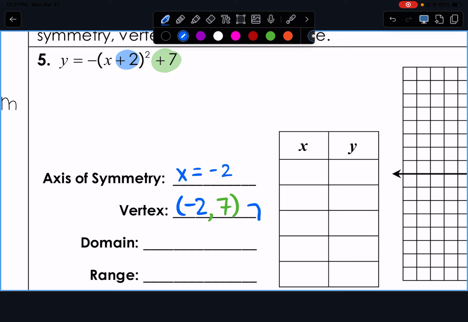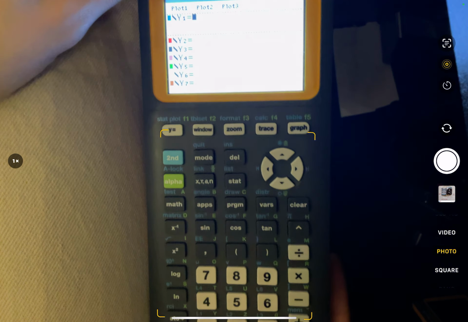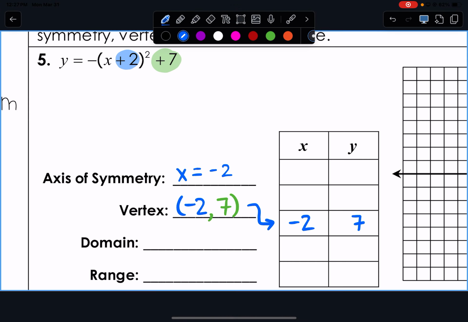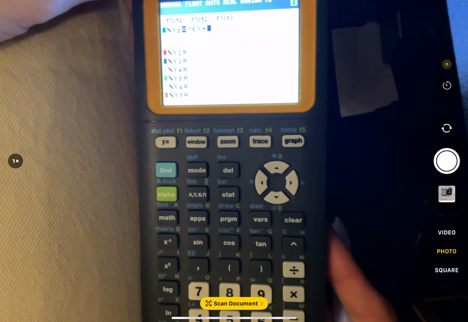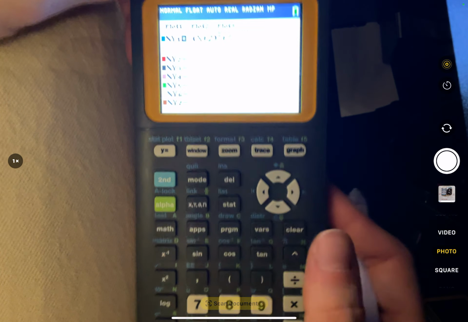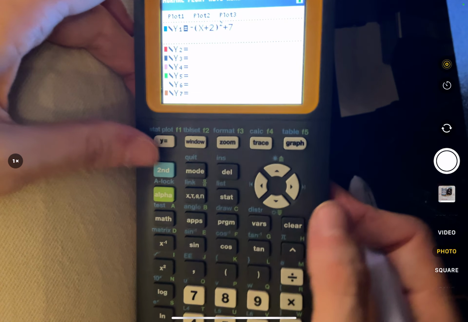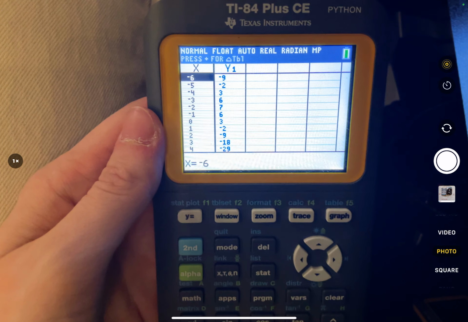Now, we just plug this into the middle of our table. So we get -2, 7. And then we use our calculator. Everybody should have a graphing calculator. We're going to go to y equals again. Clear out anything that's there, and what is our equation? Negative parentheses, x plus 2, squared, plus 7. And then, what are the buttons I pressed to show the table again? Y equals, and then we just fill in using our table.